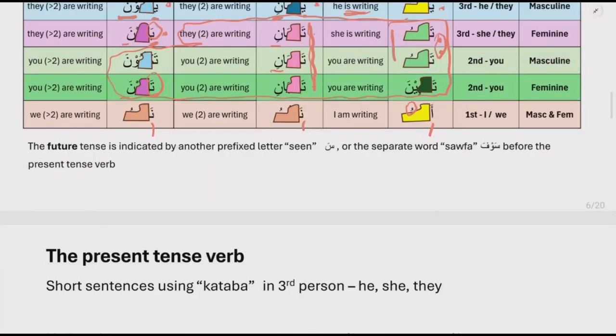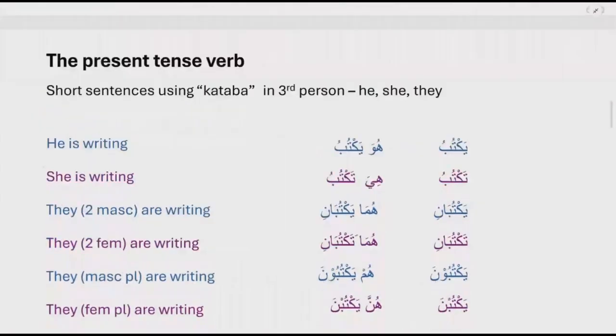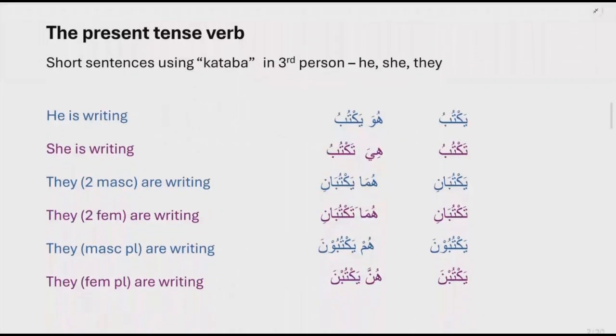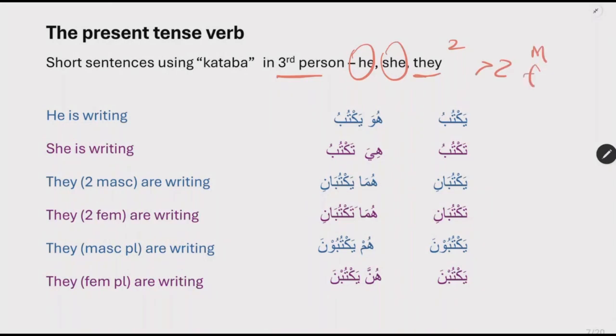All right, we're going to segue into the subjunctive just now, but let me just show you examples of the present tense. I think we went over this, but I'll just go through it very quickly again. So you have yaktubu. This is the third person. We're talking of a he, she, and a they, right? They is either two or more than two. And again, it's masculine and feminine. All right, so here we have yaktubu, which means he is writing.